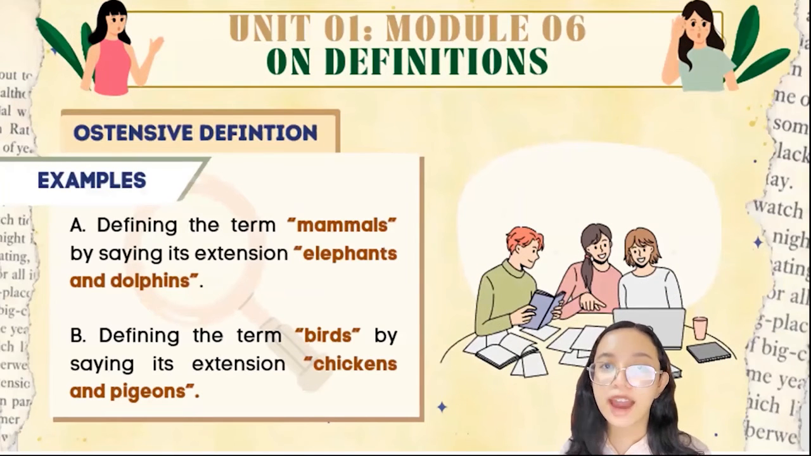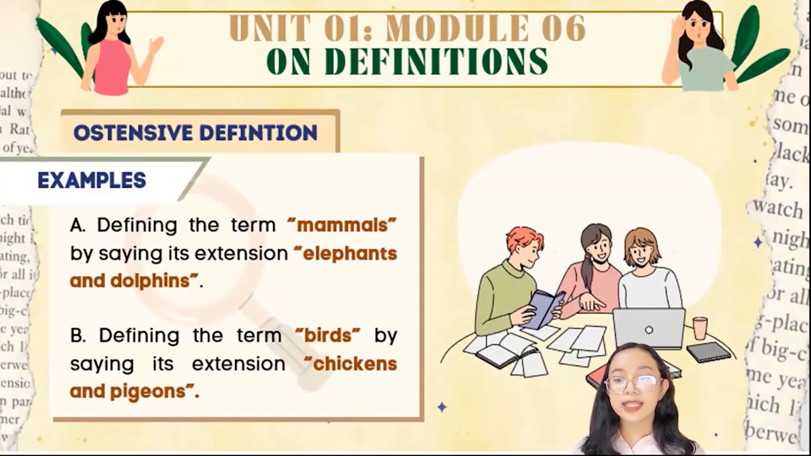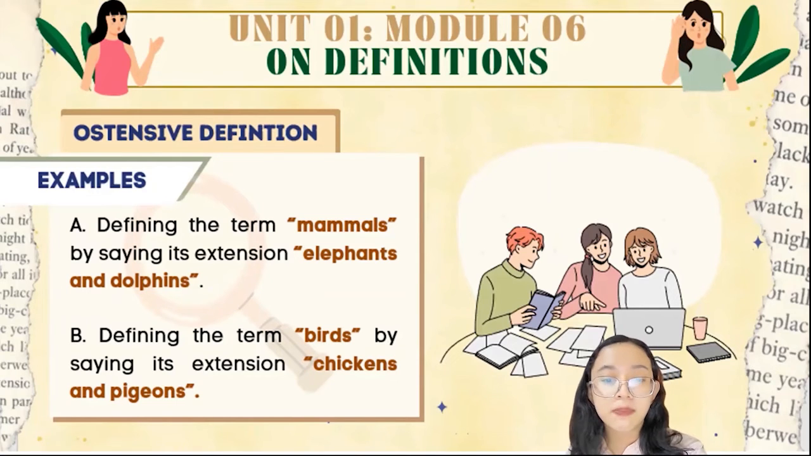Again, we will be providing a few examples. In this case, we have the terms that I have mentioned earlier, which are mammals and birds. When someone asks you, what is a mammal? You reply to them by saying elephants and dolphins since they are part of the term's extension. It is also the same way when someone asks you to define the term bird. You reply to them by giving examples like chickens and pigeons.